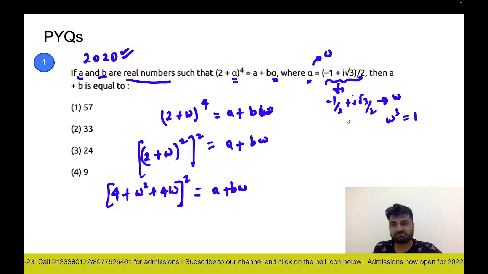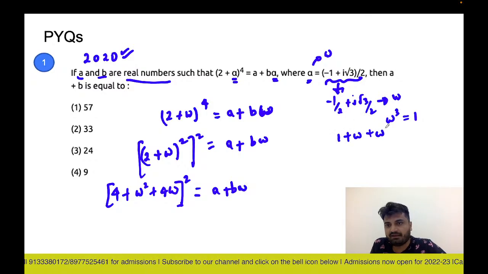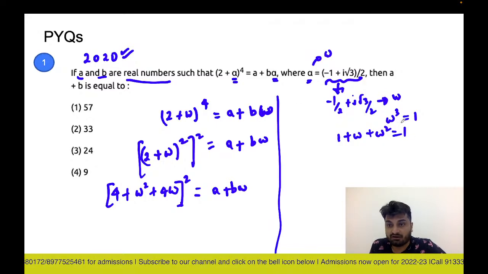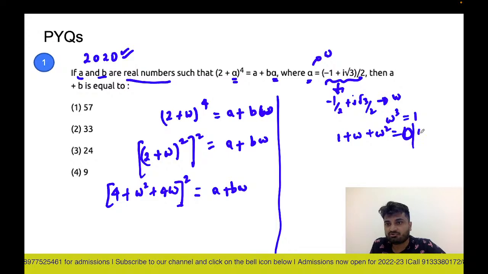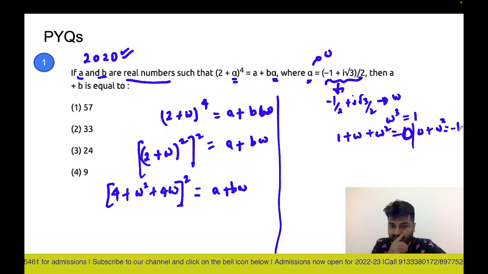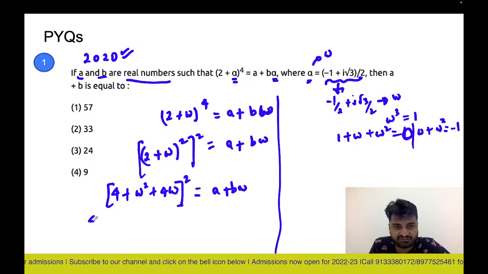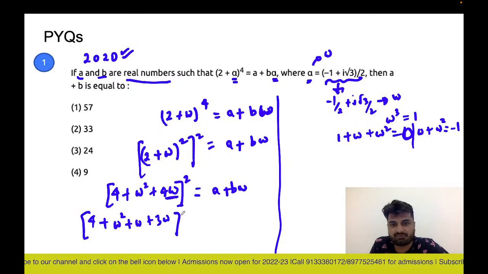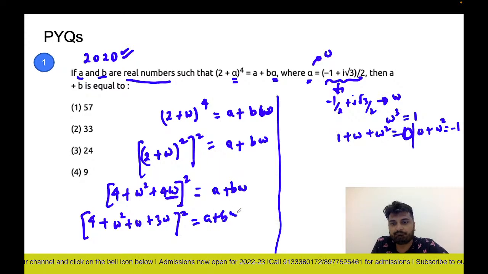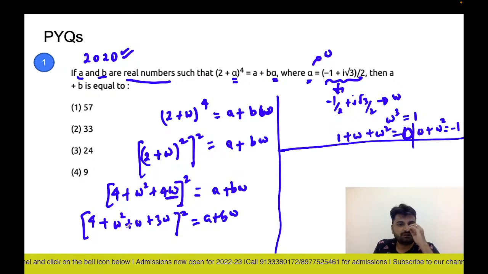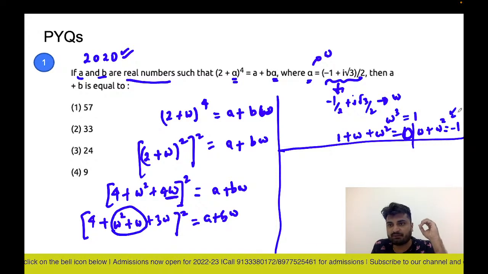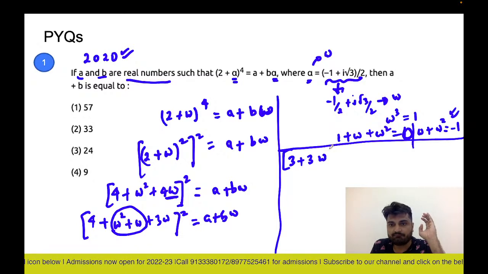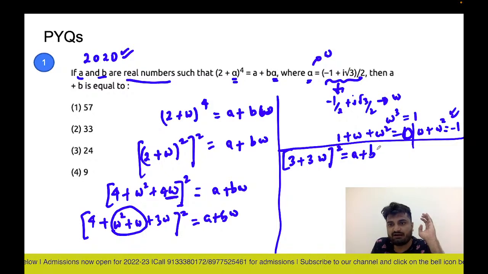We can do one more simplification because you know 1 plus omega plus omega square is 0. So omega plus omega square will be minus 1. We can use that logic actually. So 4 plus omega square, and 4 omega I can write as omega plus 3 omega. In that way, it will be easier to simplify. Now, omega plus omega square value is nothing but minus 1. So 4 minus 1 is 3. So (3 plus 3 omega) whole square is equal to A plus B omega, they are saying.